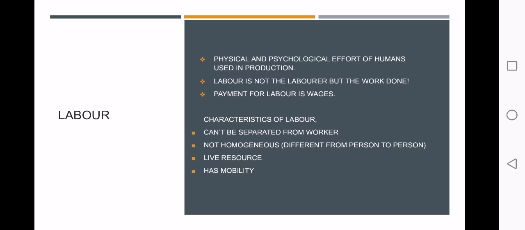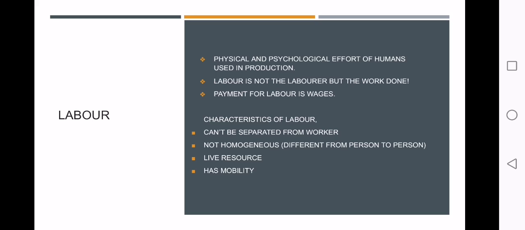So that's a disaster. The next factor of production is labor. What I am doing right now. Labor is the physical and psychological effort of humans used in production. So teachers also fall under this category. Teachers, doctors, carpenters, everyone.